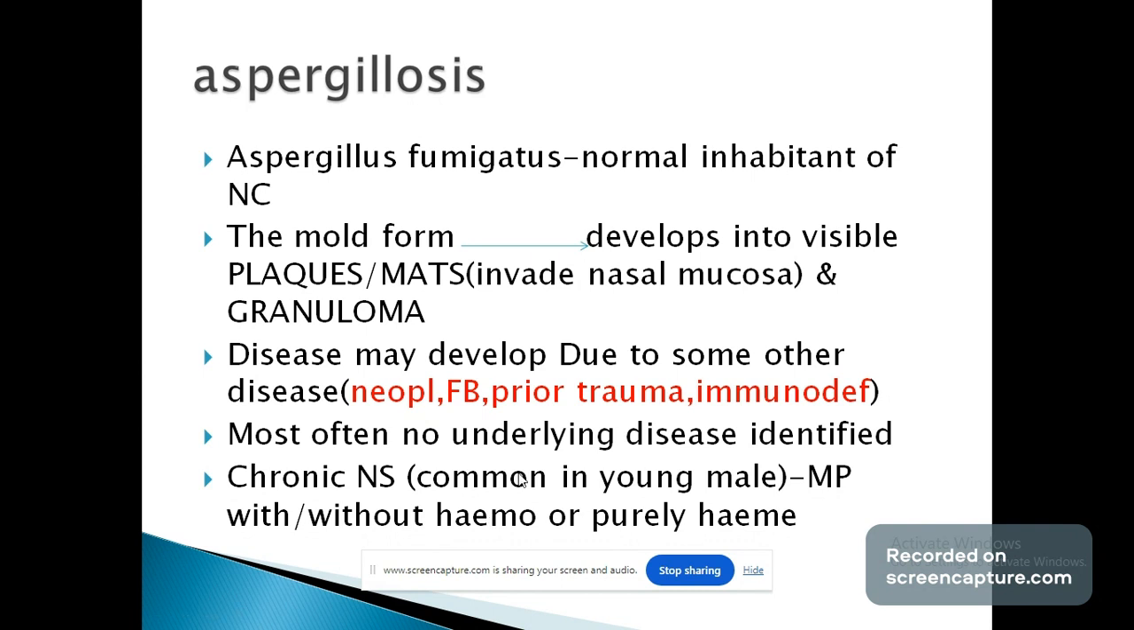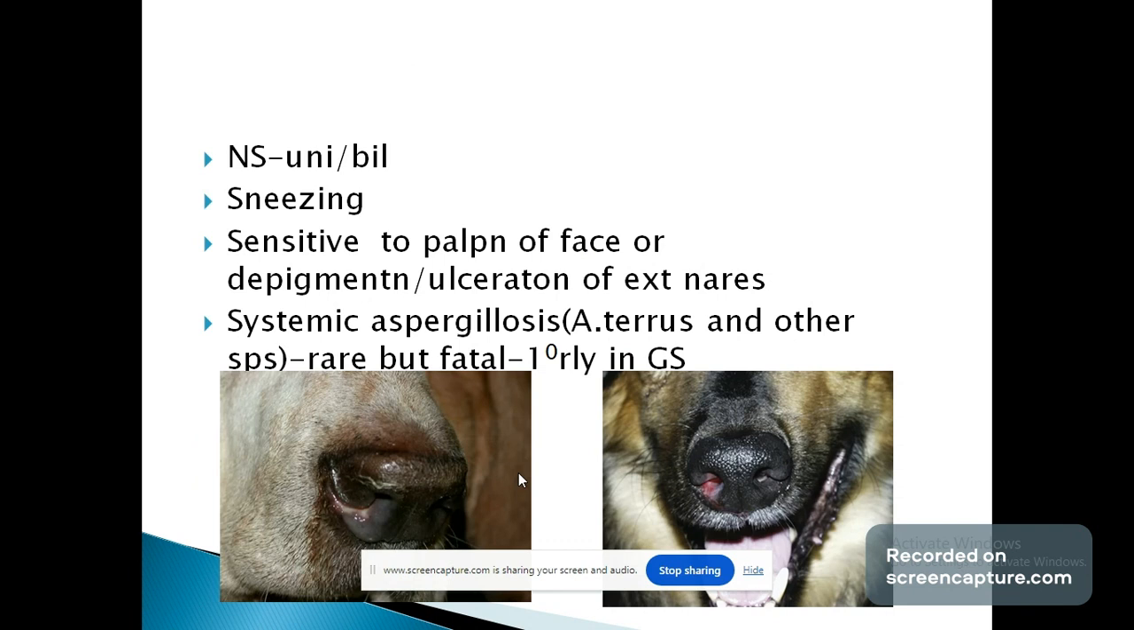You would see chronic nasal discharge that could be mucopurulent with or without hemorrhage, or purely hemorrhagic. You would see ulceration and depigmentation of external nares and sensitivity to palpation of the facial bone or nasal bones. You can see the nasal discharge, unilateral or bilateral. Systemic aspergillosis is rare but fatal. It is primarily seen in German shepherds. You can see the erosion of external nares.